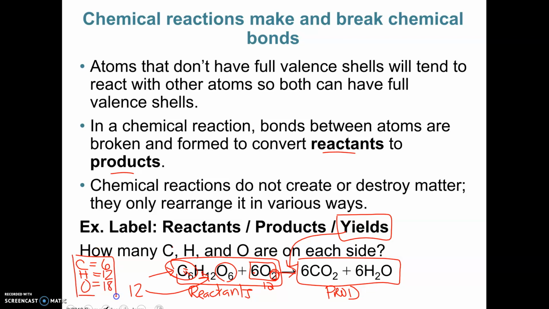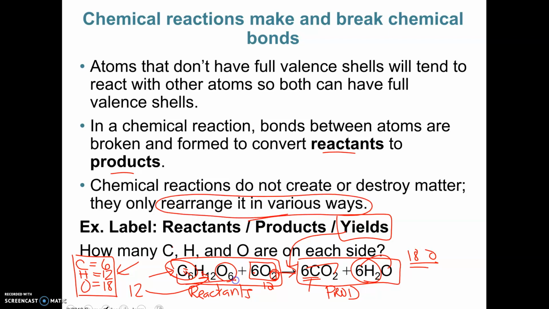Now the law of conservation of matter basically says, since we don't create or destroy matter, on the right side we should have the same exact number of each of these atoms. And we do. So we have 6 carbons right here, we have 12 hydrogens, 6 times 2. And then if we add up all our oxygens, we have 12 plus another 6. We have 18 oxygens.